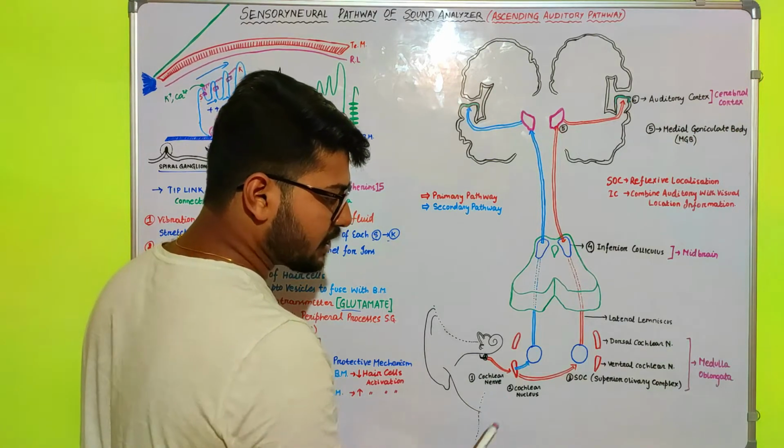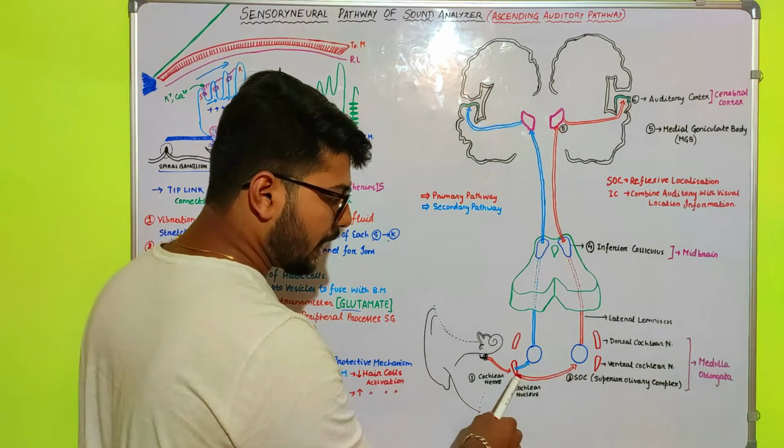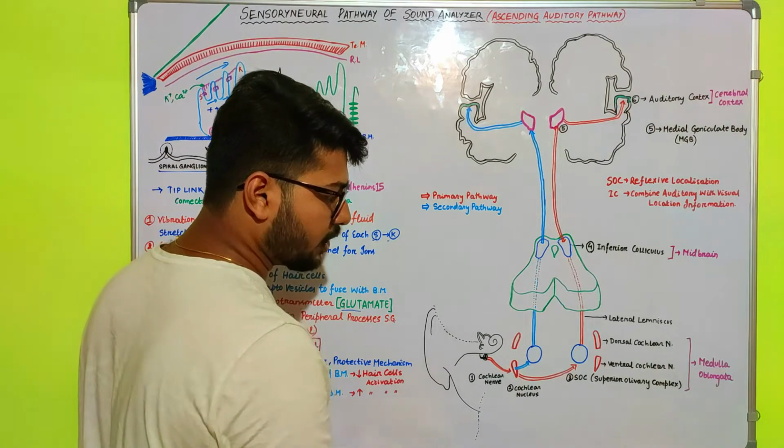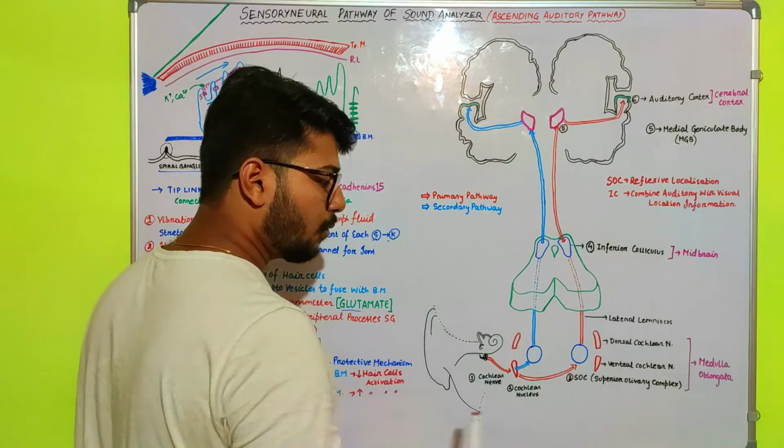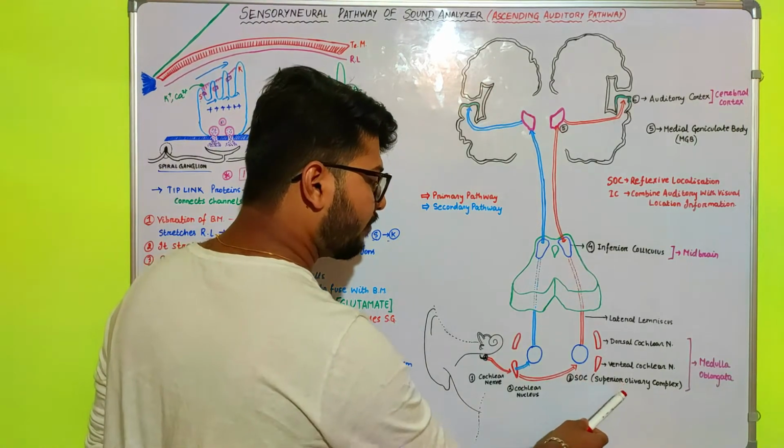Then the information travels from the ipsilateral side of the cochlear nucleus to the contralateral side of the next structure in the medulla oblongata. What is that? It is the superior olivary complex.